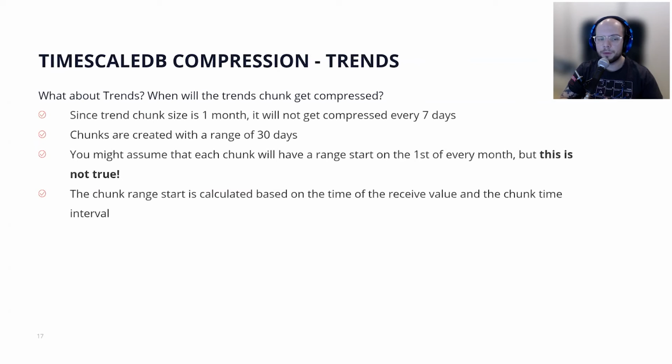The chunk range gets calculated based on multiple factors: when the range start and the range end should be, based on the time of the received value during which the chunk is created, and also depending on the chunk time interval. There are multiple factors, and I wasn't able to figure out a definite formula to calculate the chunk start creation date. I did find a Stack Overflow post with a formula for it, but once again, that's not really official. I would have to dig manually into the source code to figure it out. I haven't done so yet. You may want to do so. I don't think that it's very relevant.